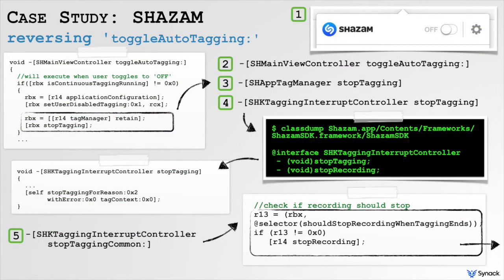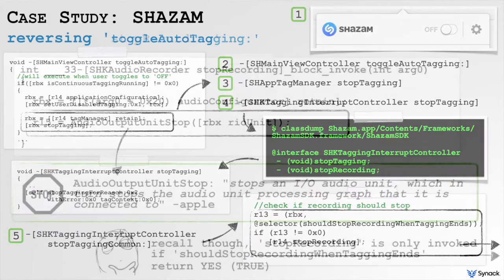If the user toggles the switch to off, and we look at the disassembly, we can see that the toggle auto tagging method invokes a whole bunch of different methods. Basically, the only one we need to worry about is at the bottom. At the bottom, we can see that it calls a method, should stop recording when tagging ends. And if this method returns true, and remember that because that's important, it will invoke stop recording. So you look at this and think, okay, this makes sense. The user switches the switch to off, and it's eventually going to call stop recording. Everything appears good.